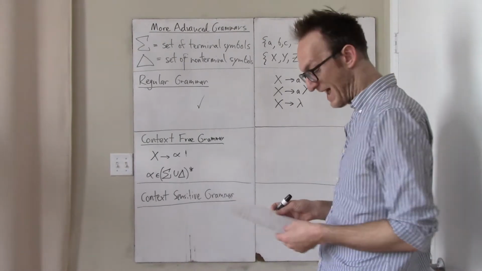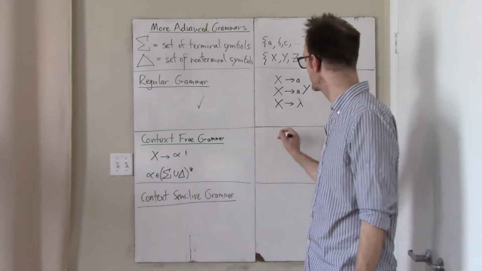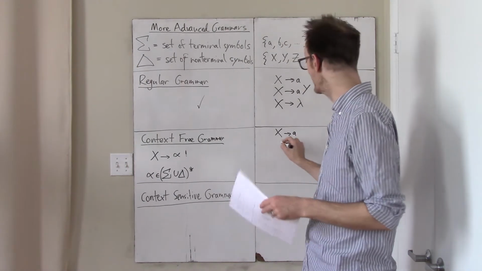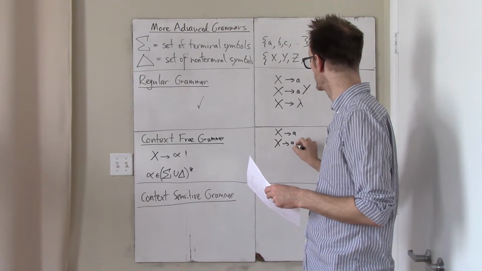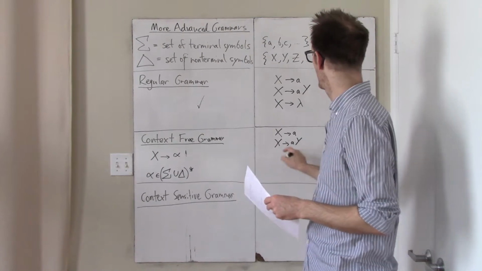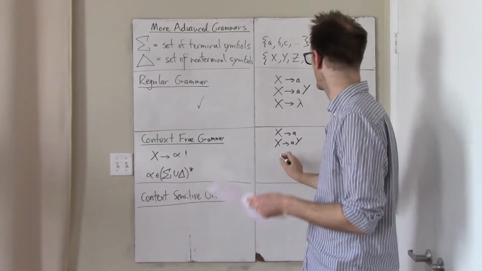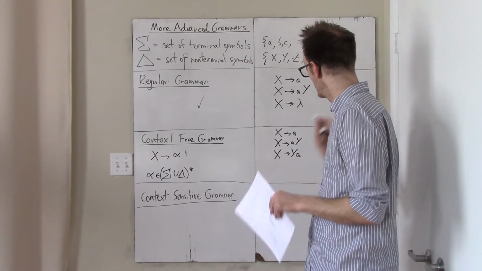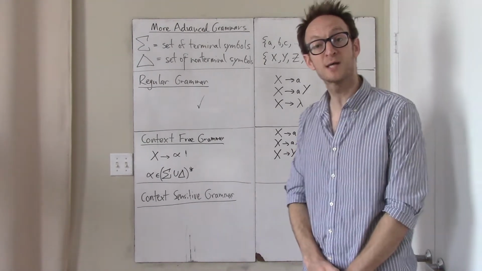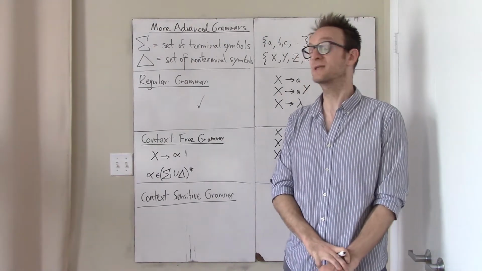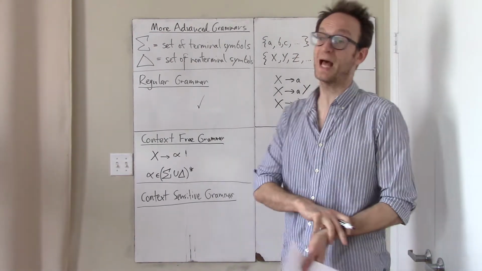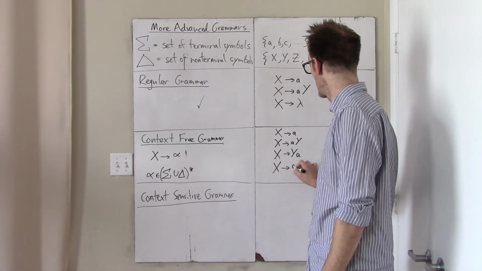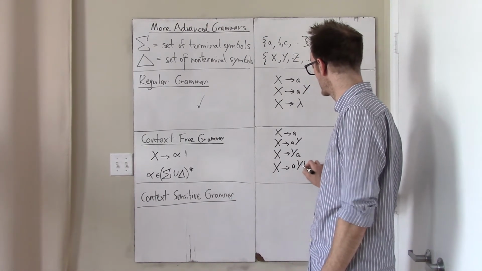So now suddenly we are free to do all kinds of things. We can still have rules like x goes to a. We can still have rules like x goes to a y, but now suddenly we're free to have rules like x goes to y a. In other words, now your non-terminal symbol doesn't have to be all the way on the right anymore. It could be on the left, or it could be in the middle. So maybe x goes to a y b, or something like that.